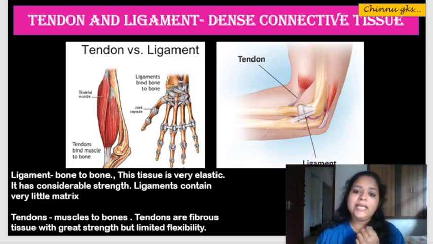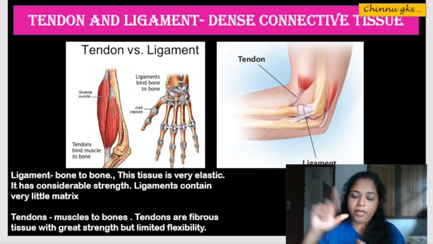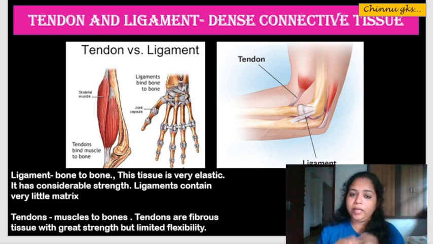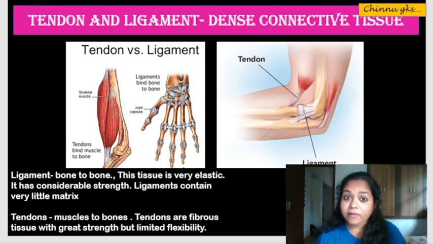So what's a ligament? A ligament is a type of dense connective tissue that will be connecting bone to bone. L for ligament, L for bone. Bone in Malayalam is L. So ligament is connecting L to L. So it's connecting bone to bone. Okay. On the contrary, we have tendon. What's tendon? Tendon is again a dense connective tissue, but it is connecting a muscle to a bone.